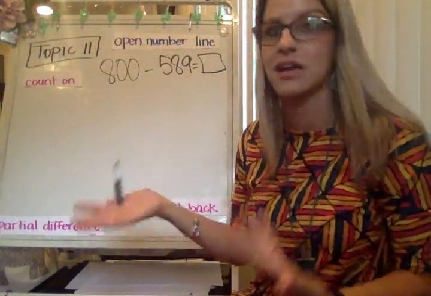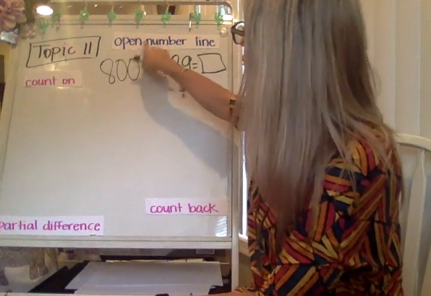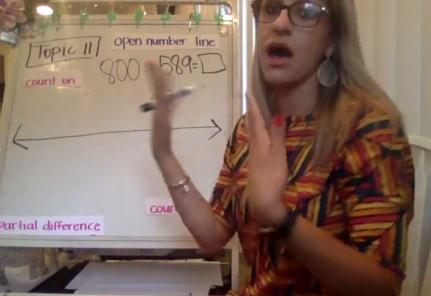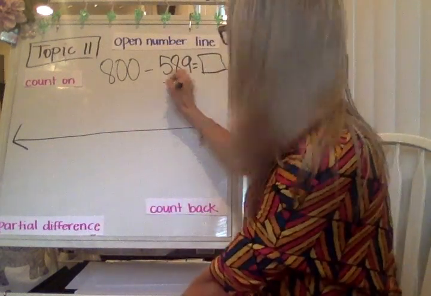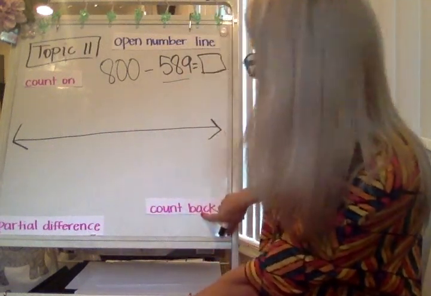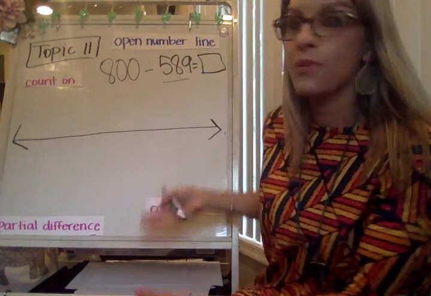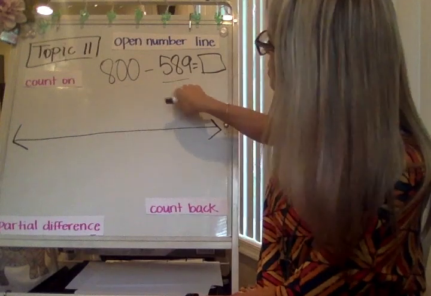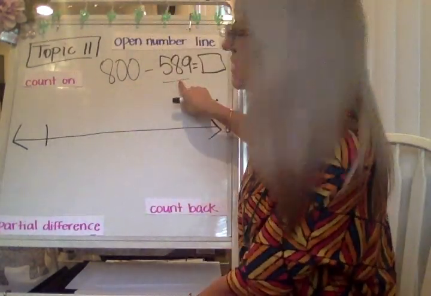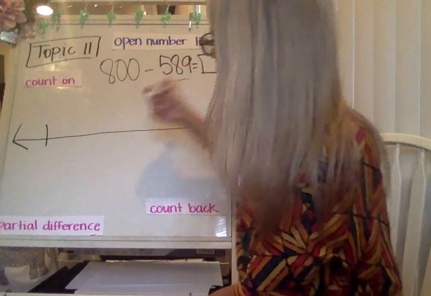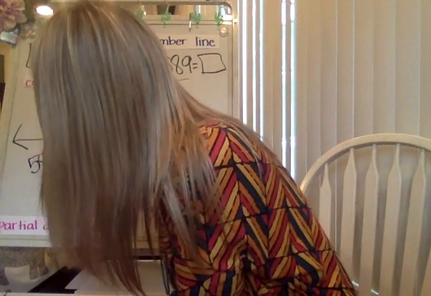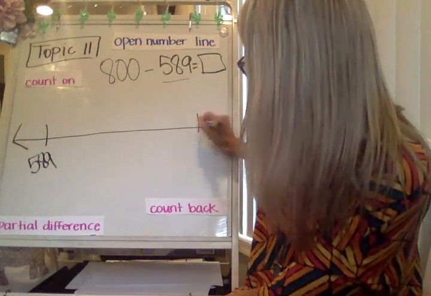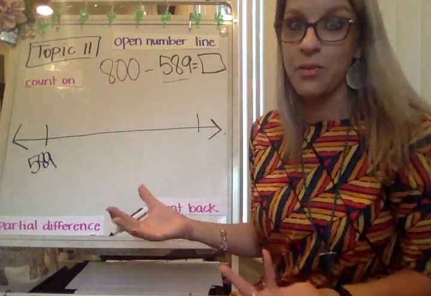So for my open number line, if I'm counting on, it means I'm going up on that open number line, so I'm going to start with the smaller number. If I was choosing to go counting back, then I would be starting with the larger number. But since we're doing counting on, I'm starting with the small number, which is that second number that is being subtracted. So 589. And I'm going to count on until I get to 800. So when I stop over here, I want it to be at the number 800.